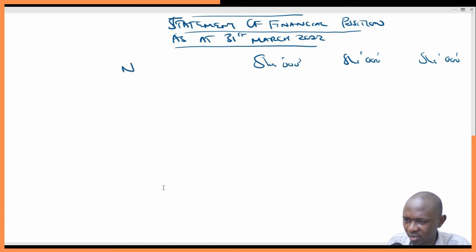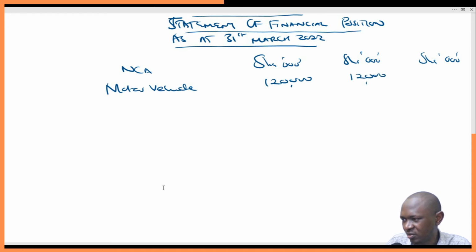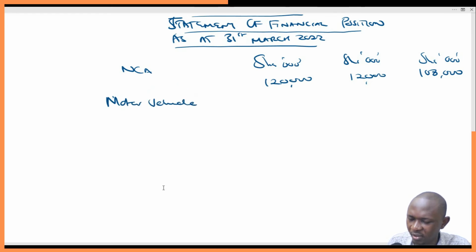So we'll start with the non-current assets, and of course we'll have the equipment and computer. The value was 120,000. Then it didn't have any depreciation except for that year, which was 12,000. So that makes it 108,000. Then you have the motor vehicle here.